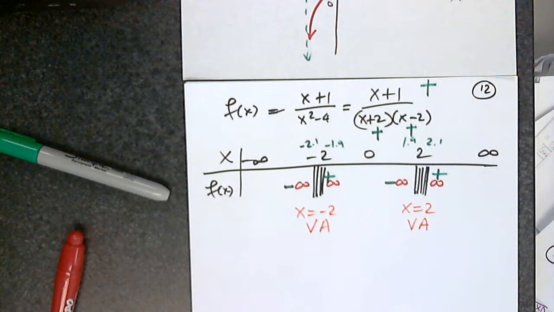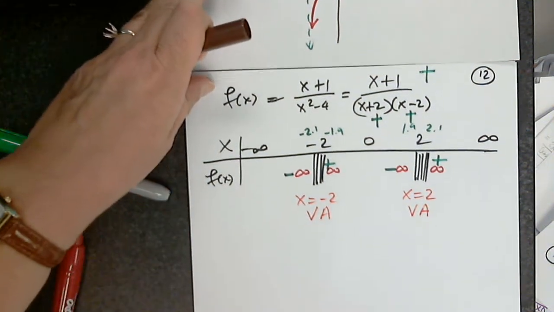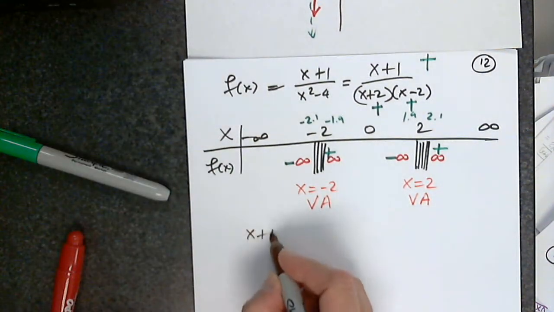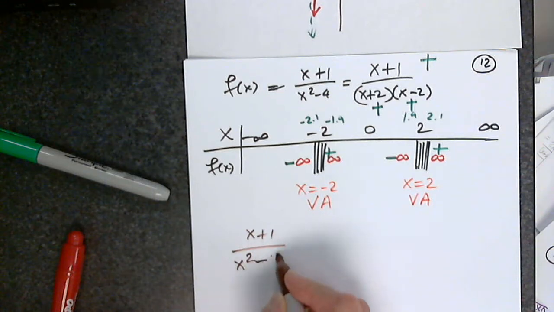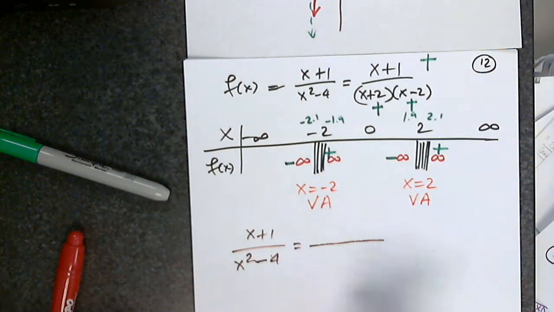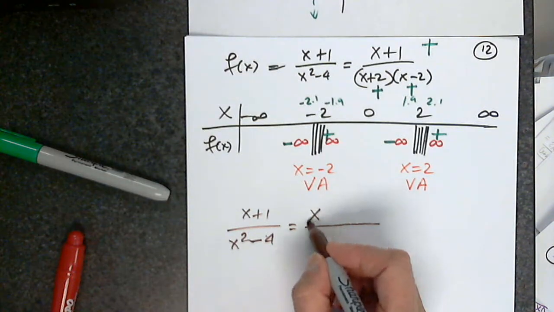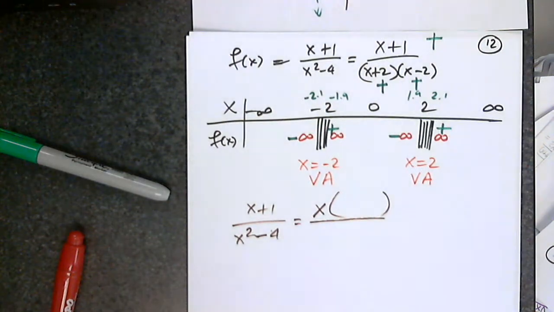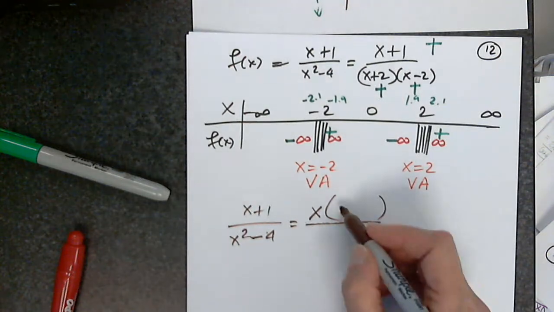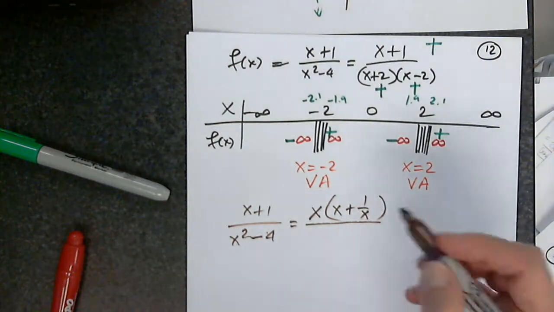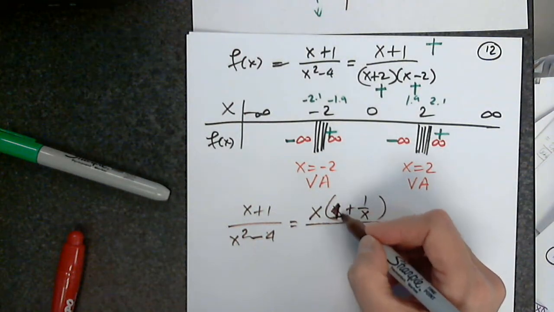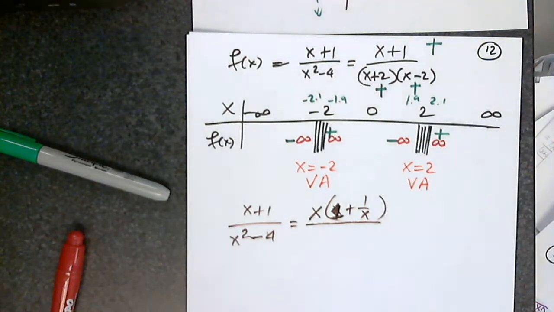Let's analyze the end behavior, exactly how we did it before. So now I have x plus 1 over x squared minus 4. What is the degree at the top? So I factor out x. What is left in parentheses? Perfect. 1. 1 plus 1 over x. Good. Now what is the degree at the bottom?